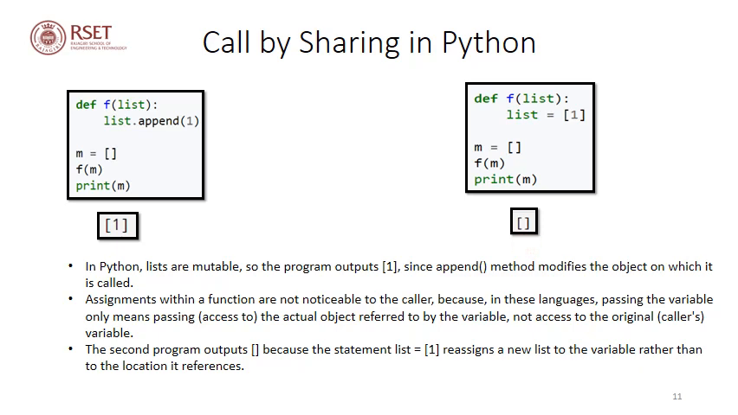So in Python, lists are mutable. The program on the left-hand side prints 1 because the append method modifies the object on which it is called. Assignments within a function are not noticeable to the caller because in these languages, passing the variable only means passing access to the actual object referred to by the variable, not access to the caller's original variable. The second program on the right-hand side outputs the empty set because the statement list = 1 reassigns a new list to the variable rather than to the location it references.